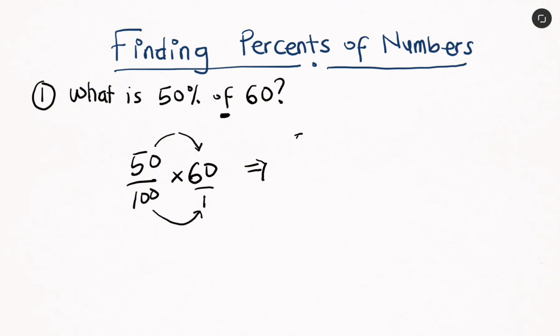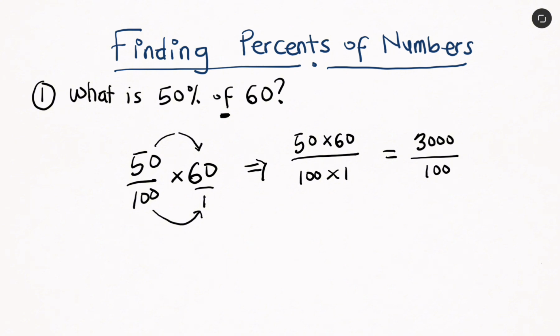So we have 50 multiplied by 60 on top over 100 multiplied by 1. Are we okay? So if we have 50 multiplied by 60, that will give us 3,000. So I have 3,000 divided by 100. Over here we have two zeros at the top and two zeros at the bottom. So these two zeros cancel, and so we have 30 divided by 1, which is equal to 30 as our answer.